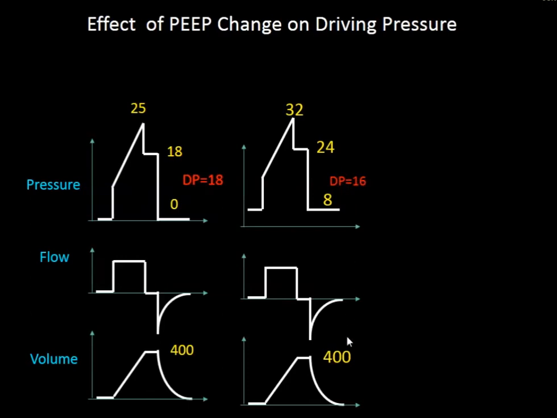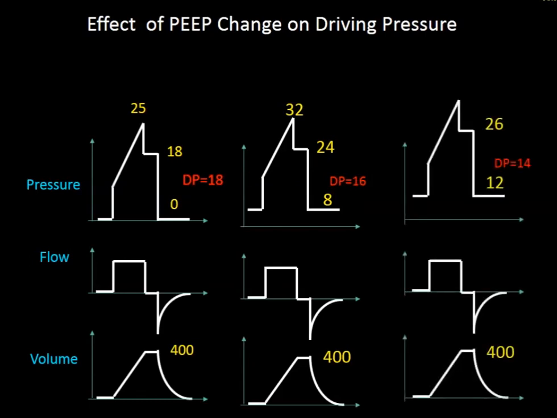What does this mean? That's good. That's good because it means recruitment, okay? The compliance has increased, so the most likely mechanism by which this is occurring is recruitment. And then we keep increasing PEEP, and again, we see that our driving pressure is going down. So we are even more happy. 12 is better than none.